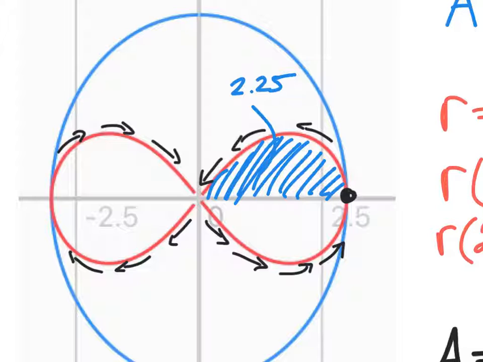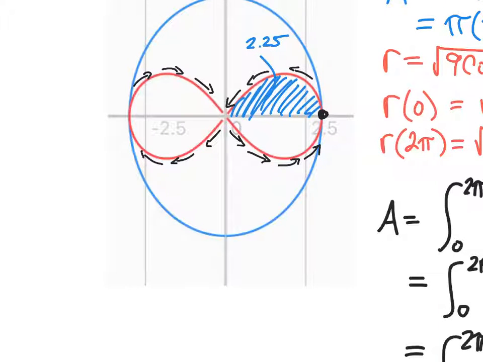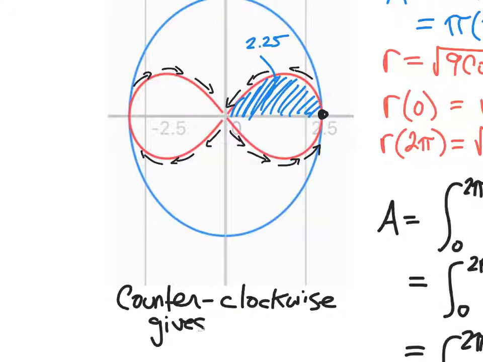All right, and I'll tell you right now, I did not pick this up until I started teaching this course. Part of the plot is going counterclockwise and part of it's going clockwise. The part that's going counterclockwise will yield a positive area. Counterclockwise gives a positive area. Clockwise gives a negative area. Counterclockwise gives positive area. Clockwise gives negative.